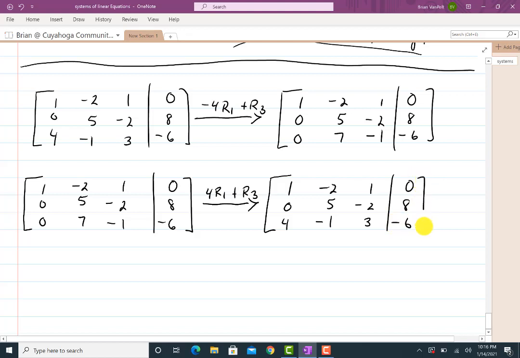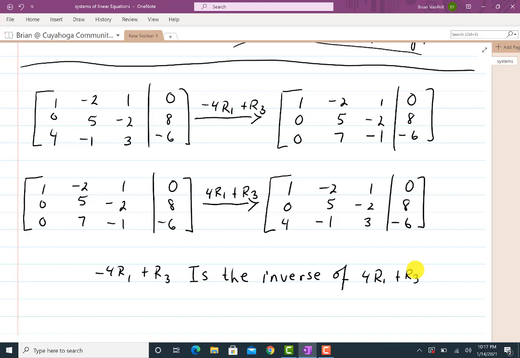Look at this matrix that I ended up with. 1, 0, 4, negative 2, 5, negative 1, 1, negative 2, 3. Look at these numbers, exactly the same. Even this side is the same. So what I'm getting at is I was able to take a row operation and take its inverse. So negative 4R1 plus R3 is the inverse of 4R1 plus R3. So you can undo a row operation. You can reverse it. So these are inverses of each other.